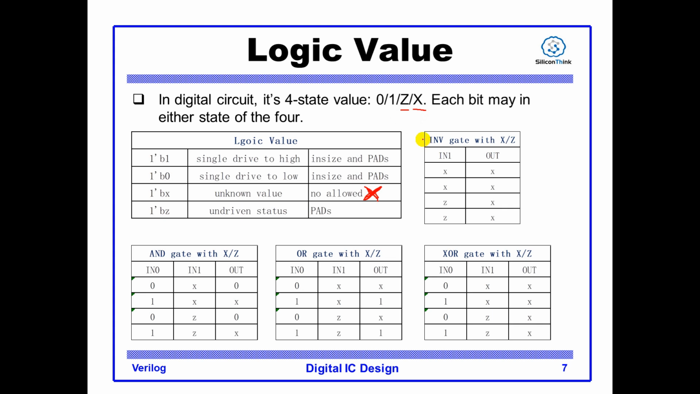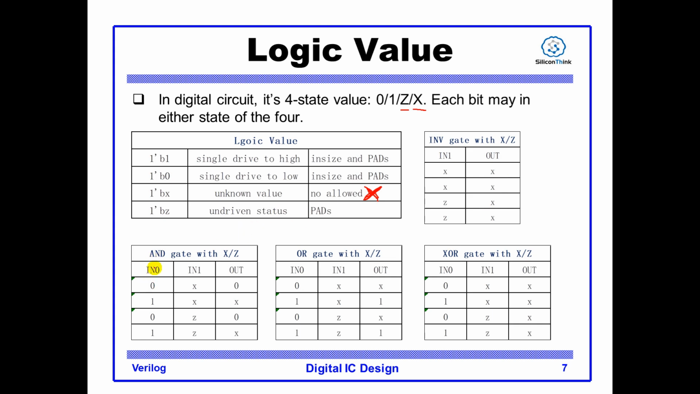For an individual gate, if you give the X or Z value as the input, how will it respond at its output? For an inverter, if you give an X or Z value, the output will always be X value. As it can't detect whether the input is 0 or 1, the output can be either 1 or 0, so it outputs X value.